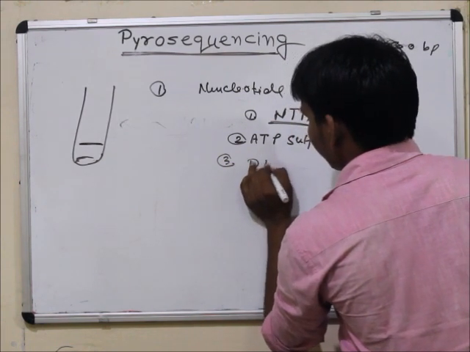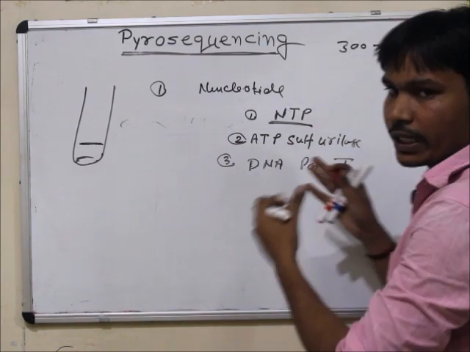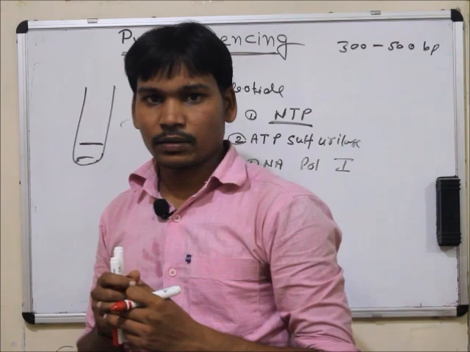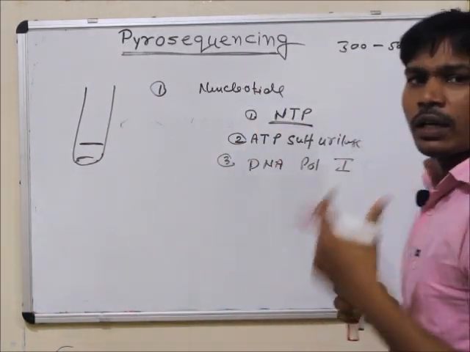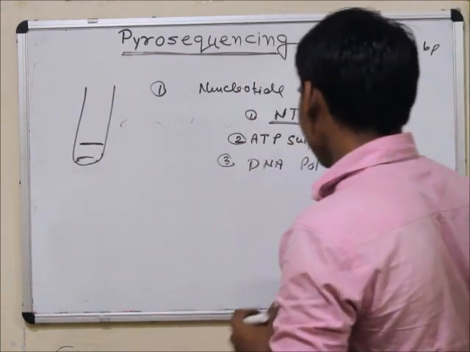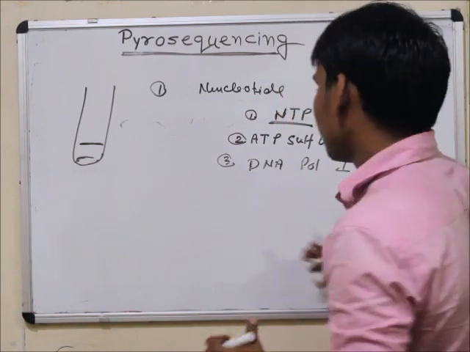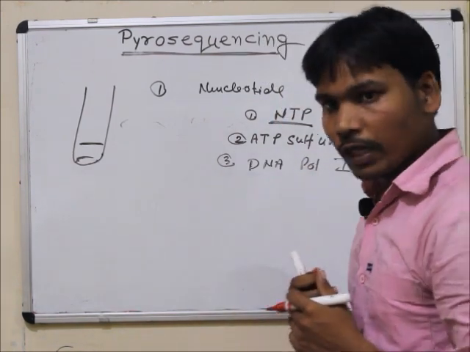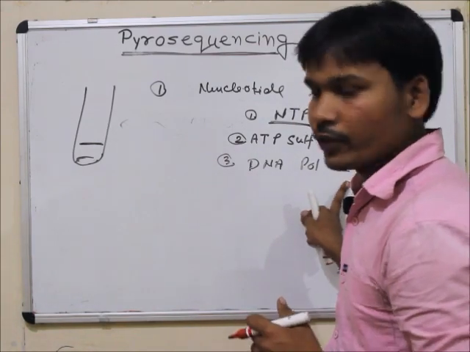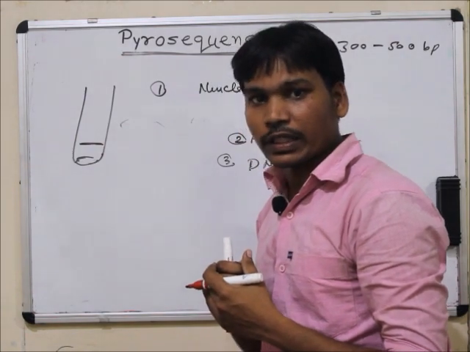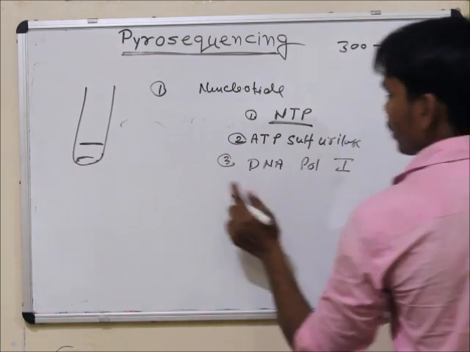Third is DNA polymerase, the Klenow fragment. Before this lecture I described the Klenow fragment, which is DNA polymerase from which a polypeptide with the 3' to 5' exonuclease activity is removed, and the remaining part is called the Klenow fragment of DNA polymerase. If you do not know it, go back to the lectures of JK Biology and you can learn about the Klenow fragment. So this is DNA polymerase.